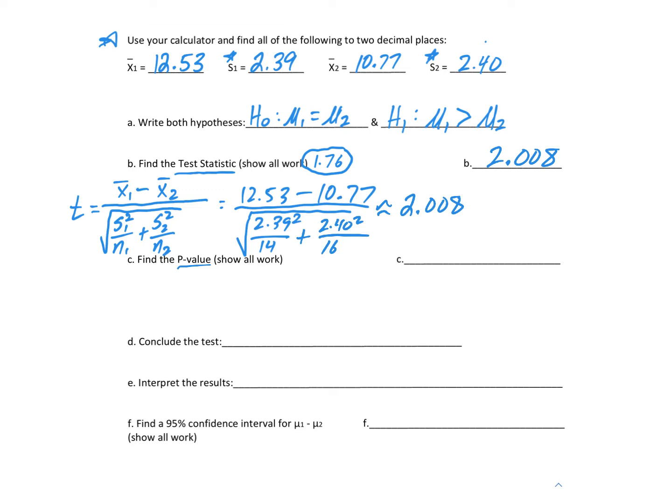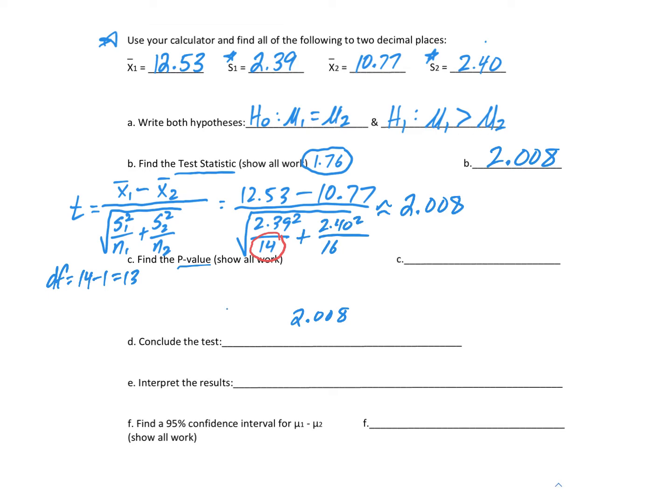Understand when you have a t-score, we need a couple of things. We need our degree of freedom. Ladies and gentlemen, degree of freedom is always going to be n minus 1. And not only do you need to know that, you must use the smaller n, not the larger. So, since 14 is smaller, our degree of freedom for this example is going to be 14 minus 1, which is 13. So your job is to go to your T-chart and look up 2.008 with a degree of freedom of 13.